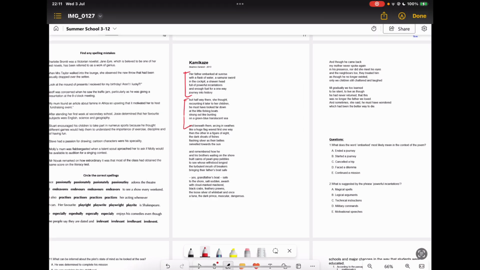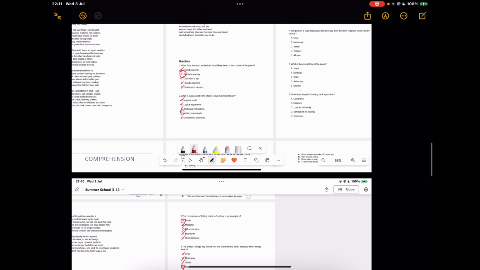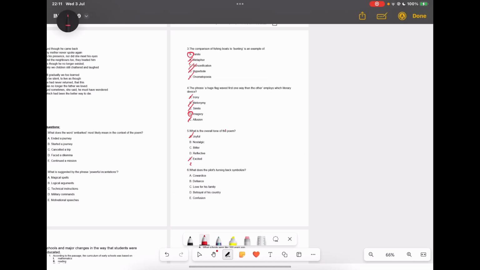It's not bitter, because there's still some pretty... not bitter, okay. And it's not nostalgic because it's not looking back and reminiscing in a happy way. So it's D, reflective. The writer's thinking about past actions and considering how they feel towards it, like in the current situation. So 6, how does the pilot's turning back symbolise?